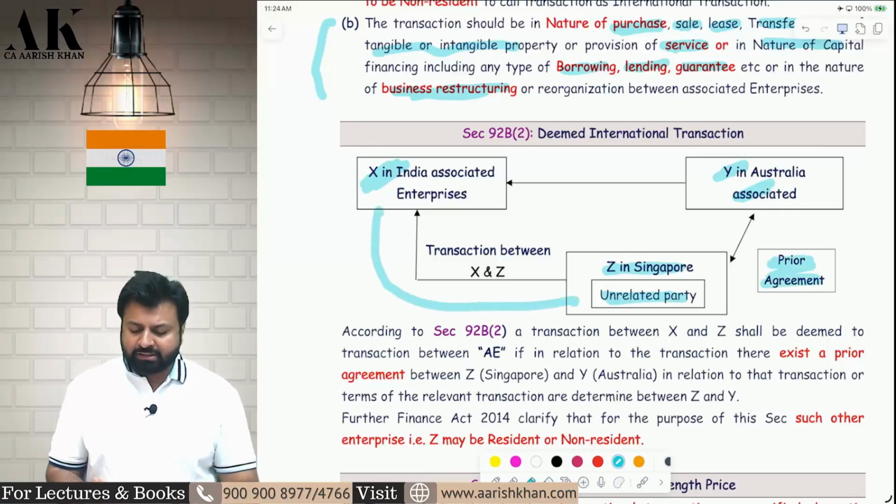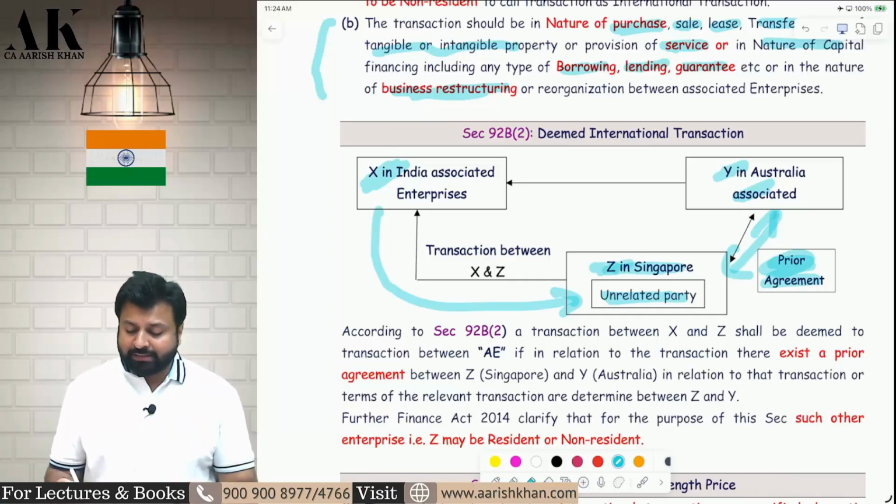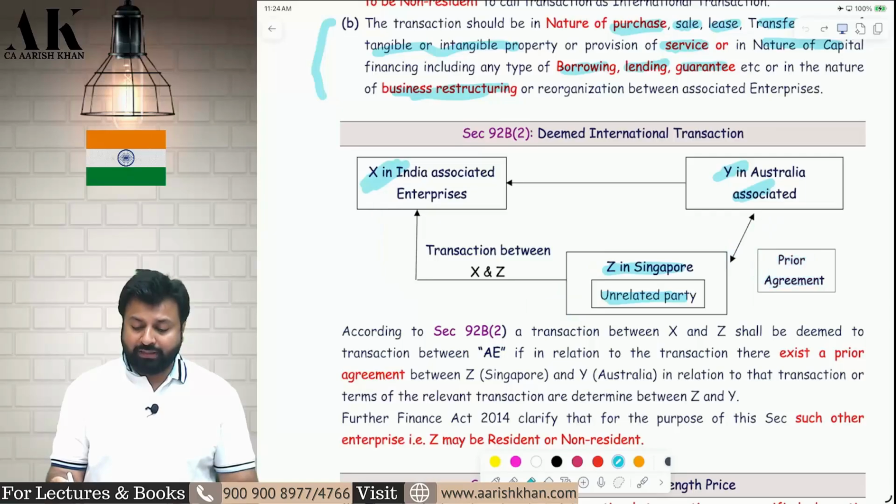They are saying that X will sell some goods to Z, and Z and Y will enter into a prior agreement that whatever goods are sold by X to Z, Z will ultimately sell to Y, and the goods will ultimately go to Y in Australia. So therefore, you are trying to indirectly evade tax, indirectly evade transfer pricing provisions in India. So therefore, the law made a provision.